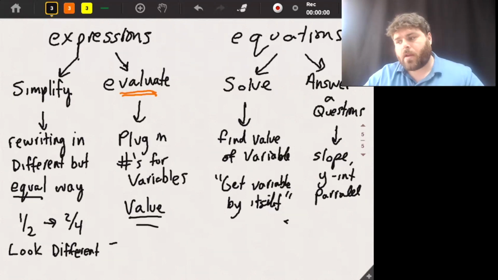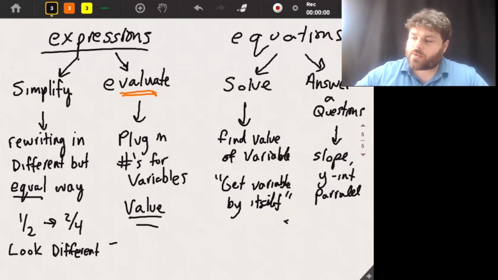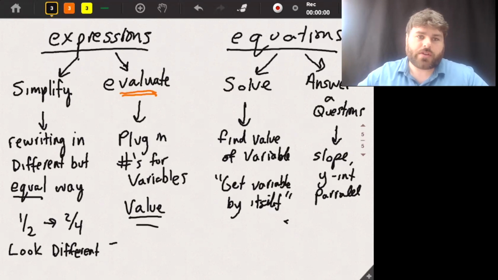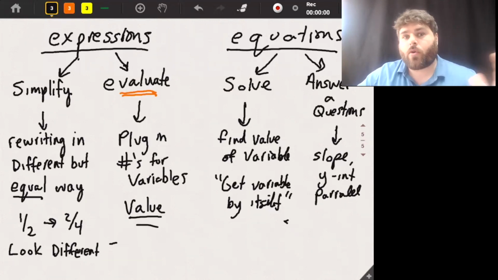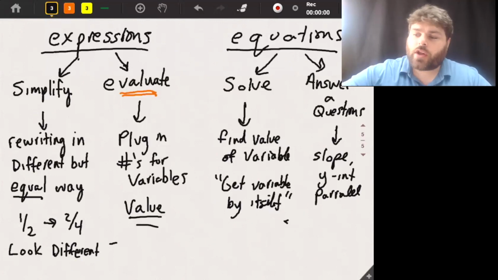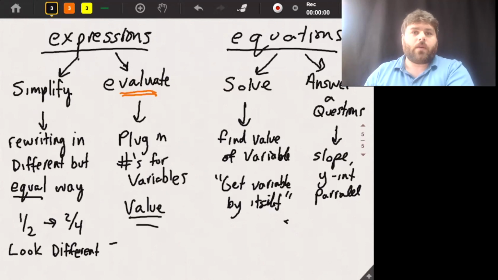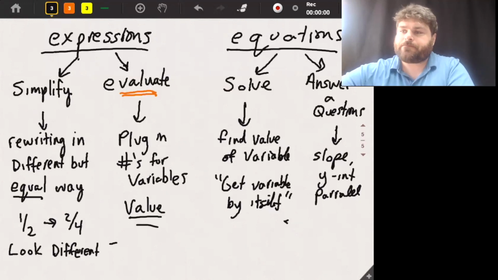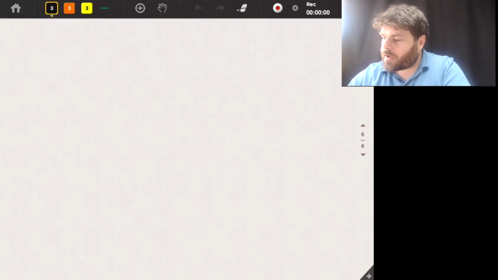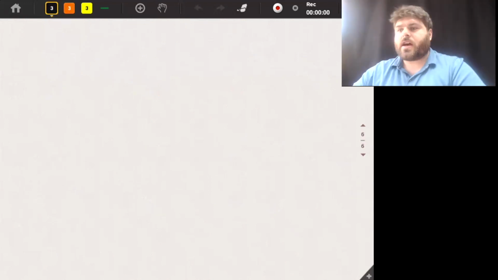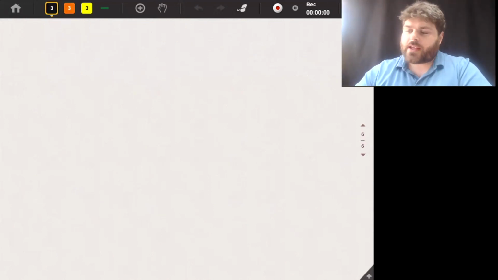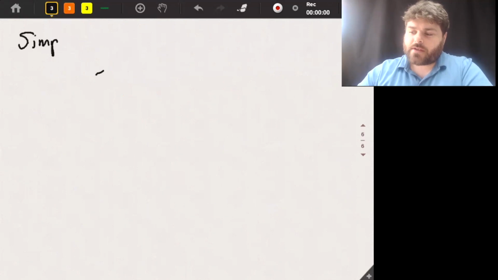So just to recap, two kinds of things we're talking about: expressions and equations. With expressions, we're going to simplify or evaluate. With equations, we're going to solve, or we're going to answer some kind of question. Okay, so we're going to look at some more examples of this, and we will keep going. All right, so first let's look at expressions. Okay, we're going to look at simplifying expressions.